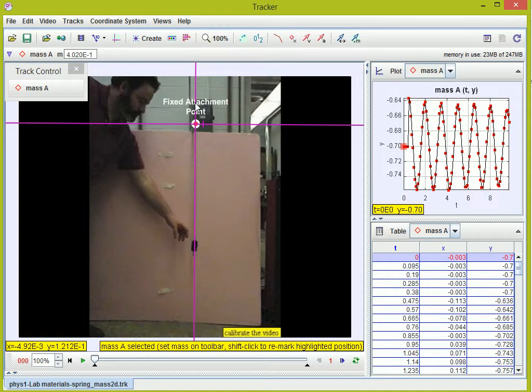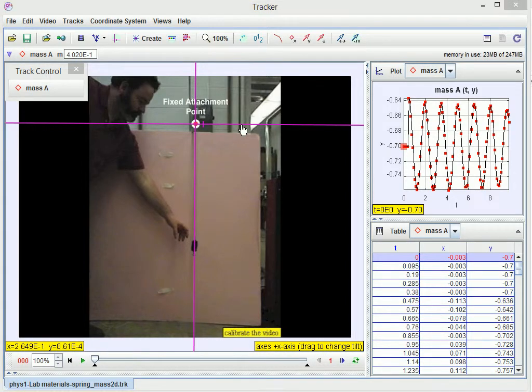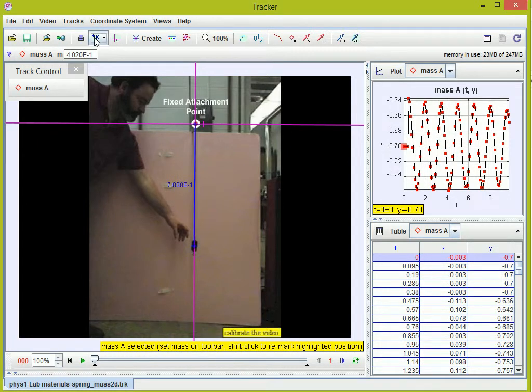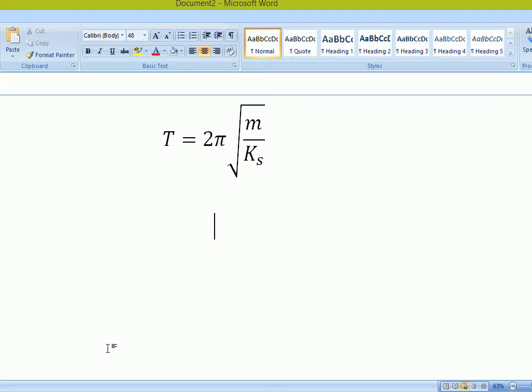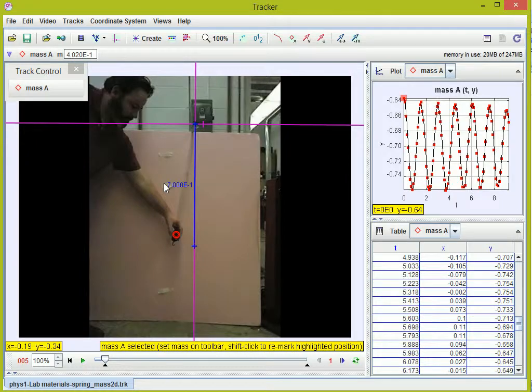The y-axis points up and the x-axis points to the right. Before we go into the details, we'll take a moment to find out what the relaxed length and the stiffness of the spring are. As for the spring stiffness, K sub S, we can get this one easily if we know T, the period on which the spring's motion repeats itself. And we can get this one easily from Tracker if we can compute the average of all these periods here.